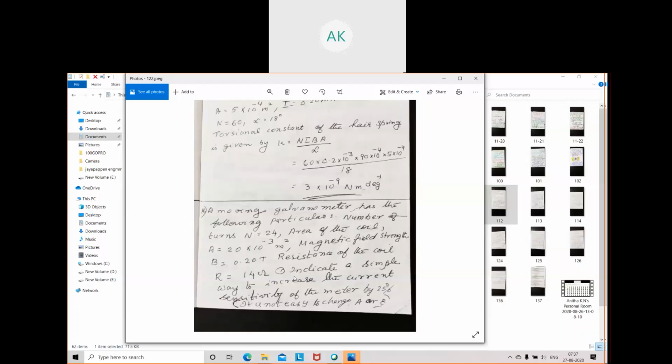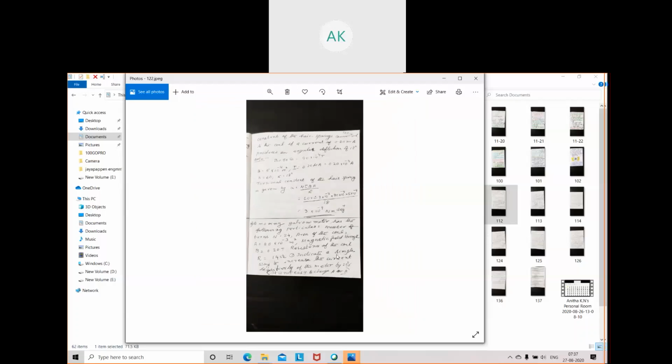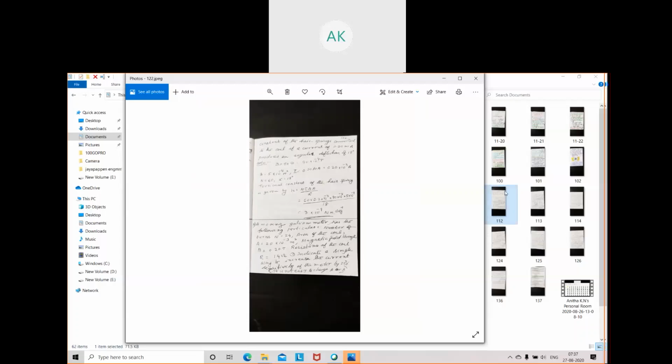Indicate a simple way to increase the current sensitivity of the meter by 25%. It is not easy to change A or B. A or B means area or magnetic field induction. So what we will change is the number of turns. We can increase the number of turns, to increase the current sensitivity.